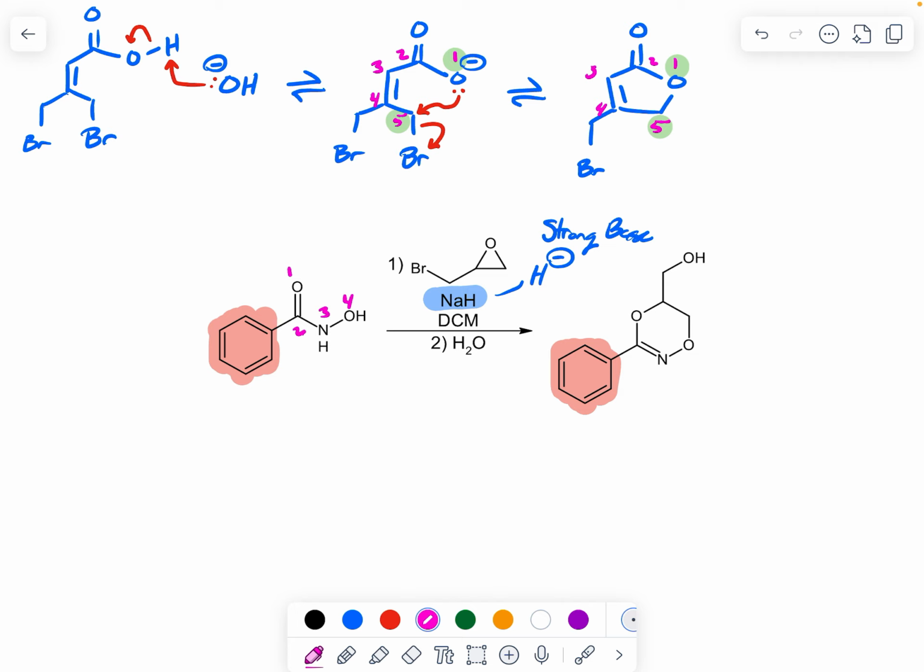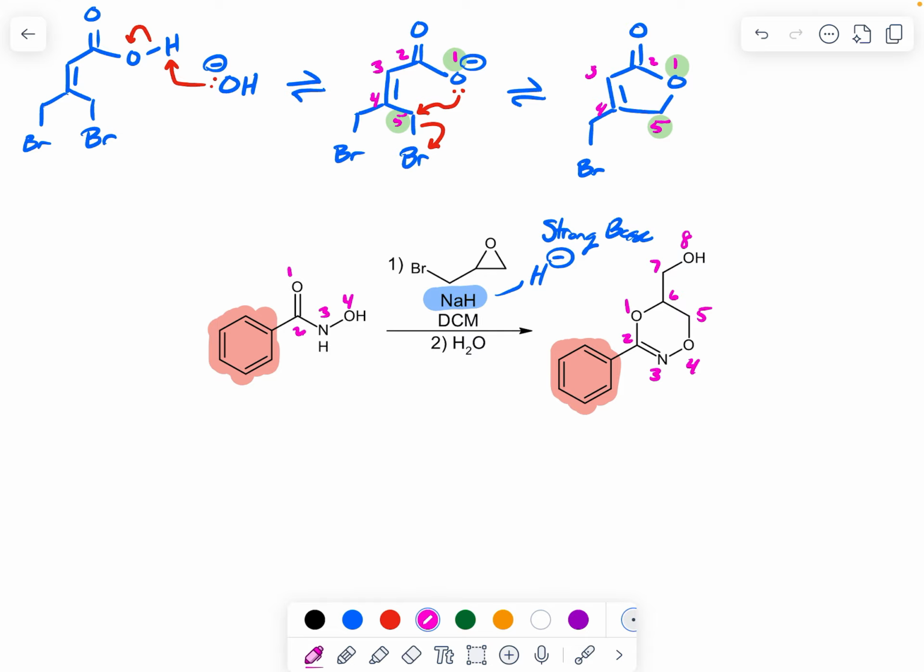And what we see between these is that the 1, 2, 3, and 4 are found right here in the products, but we also now have numbers 5, 6, 7, and then this oxygen, which we will call number 8. So where does that come from in our reactants? Well, it's not coming from the sodium hydride, and it's certainly not coming from the DCM. It must be coming from this epoxide along with the alkyl bromide on it.